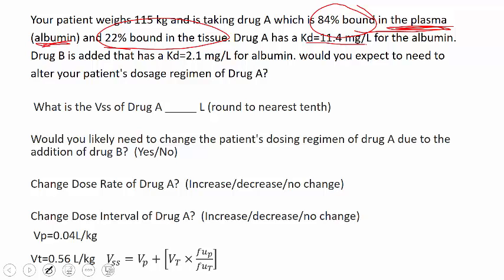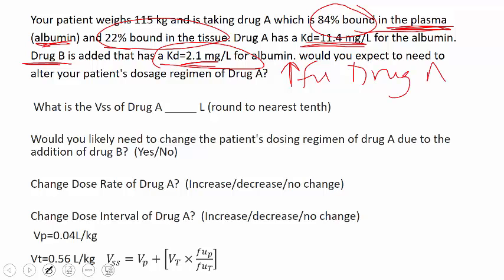Drug A has a KD of 11.4 for albumin, and drug B has a KD of 2.1. So which one has the stronger affinity? The lower the KD, the stronger the affinity, so drug B is going to win the love triangle, isn't it? Drug B is going to displace drug A from the protein binding site. So what's going to happen is the fraction unbound for drug A will increase, right? Because it's been freed from the protein because drug B came and took its place.